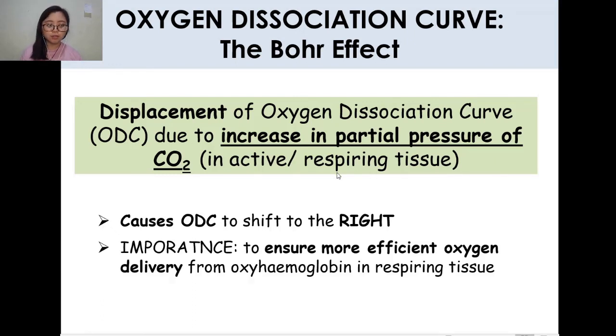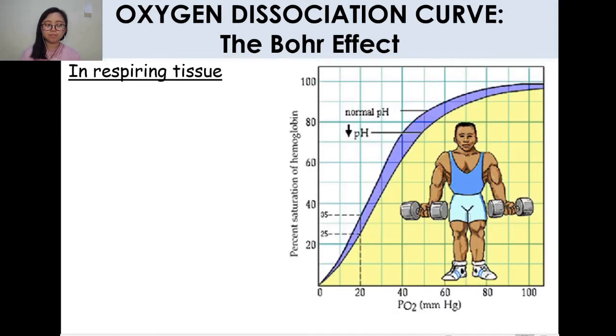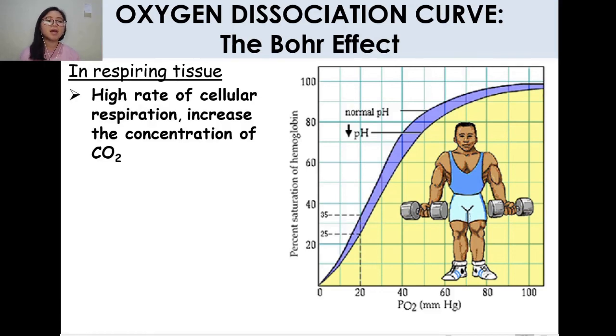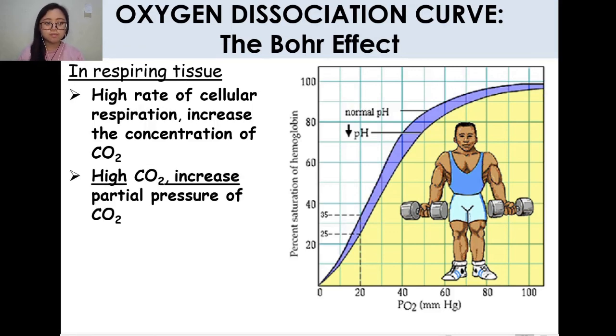This is important. Oh, salah eja importance. Sorry. The importance is to ensure more efficient oxygen delivery from oxyhemoglobin in the respiring tissue. So let's look at what happens, Bohr effect in respiring tissue. Okay, so we have a very handsome muscle man on the diagram. In the respiring tissue, there will be high rate of cellular respiration. So you will increase the concentration of carbon dioxide in those tissues.